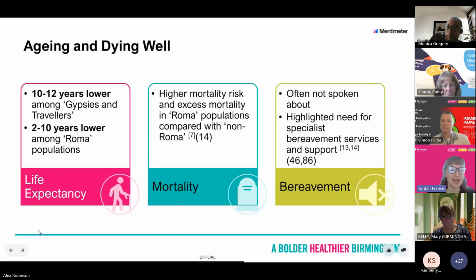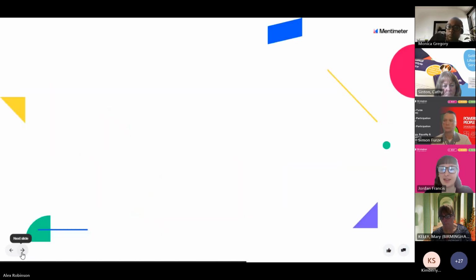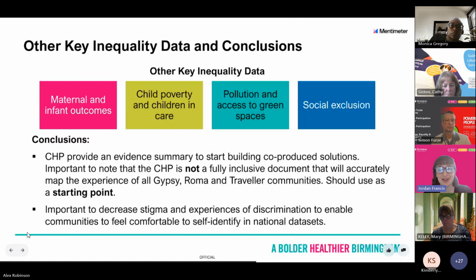Next slide, please, Alex. There are other things like maternal and infant outcomes. There was the highest maternal mortality rate across all ethnic groups identified, including higher rates of miscarriage, stillbirth and low birth weight. We're looking at experiences of child poverty and children in care. Gypsy Roma children were 2.1 times more likely, and Travellers of Irish heritage 2.6 times more likely, to be living in state care compared with children of all ethnic groups.